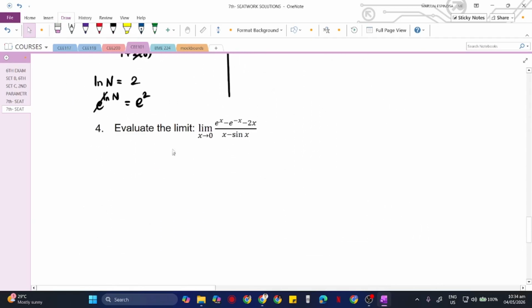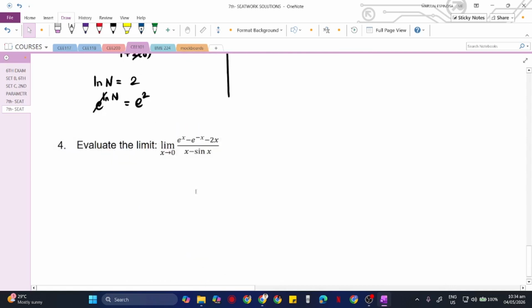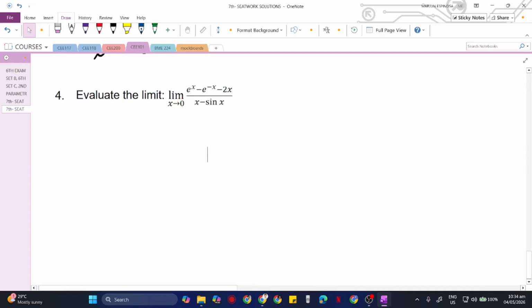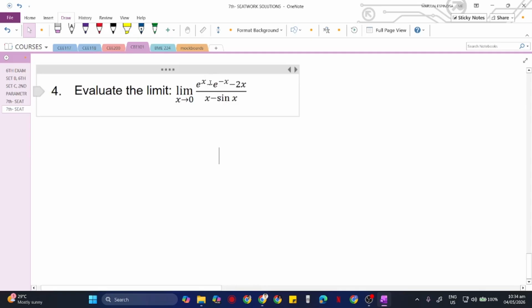Okay, sige. Dito na tayo sa problem number 4, no? Yung sa sheet work ninyo. Okay, now evaluate the limit of the given function e raised to the power of x minus e raised to the power of negative x minus 2x all over x minus sine of x as x approaches to 0.